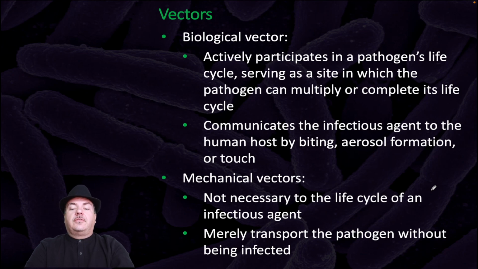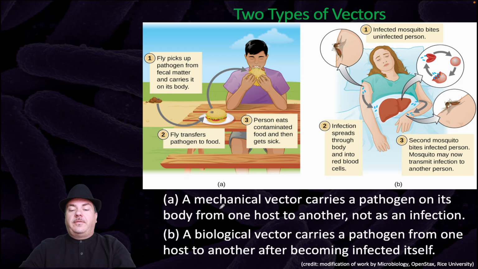Whereas mechanical vectors are not necessary to the life cycle of an infectious agent, they merely transport the pathogen without being infected. A mechanical vector carries a pathogen on its body from one host to another, not as an infection. For example, if a fly picks up a pathogen from fecal matter and carries it on its body, the fly can then transfer the pathogen to food, and the person eats contaminated food and then gets sick.